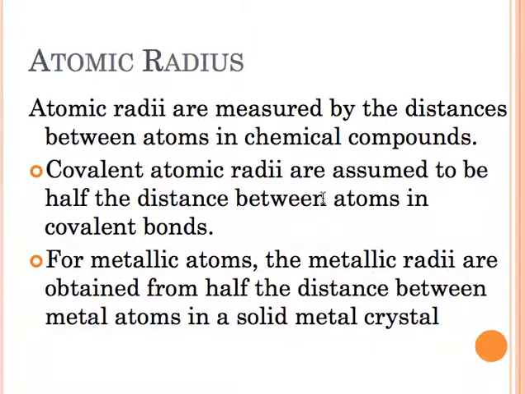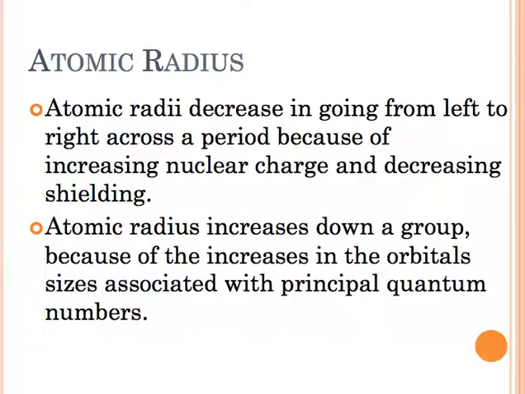All right, so atomic radius, this is a complete repeat from last year. Atomic radius is, of course, this idea of radii. It's really measuring size, but we're talking about the radius of the neutral atom. Covalent atomic radii are assumed to be half the distance between the atoms' covalent bonds. The metallic atoms bond a little bit differently, so they're obtained with half the distance between the metal atoms in a crystal. This is kind of detail here. It's nothing I'm going to quiz you on, but just so you know, they are measured just slightly differently depending on the bonds that they have.